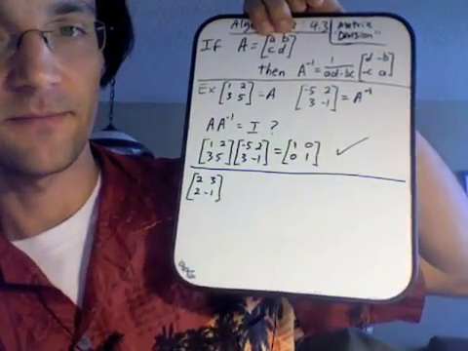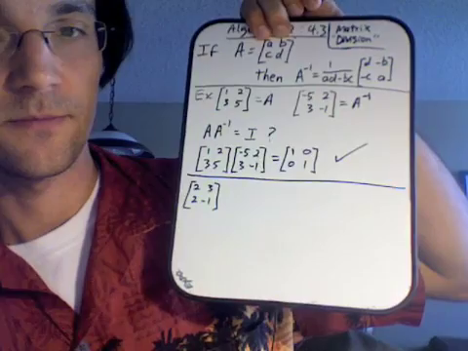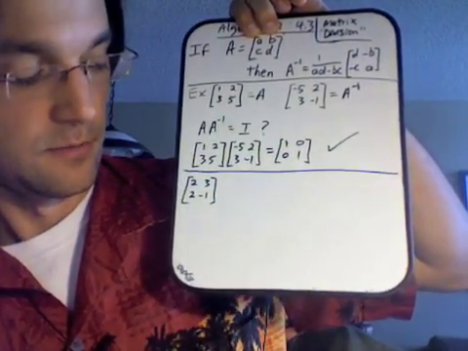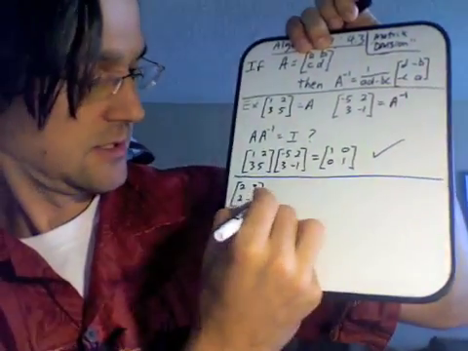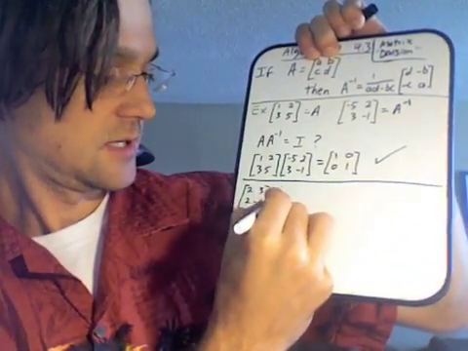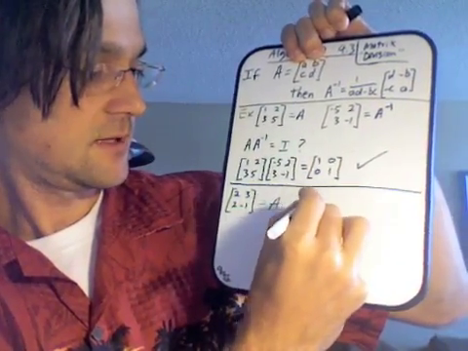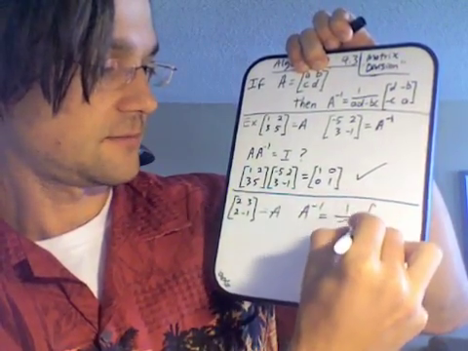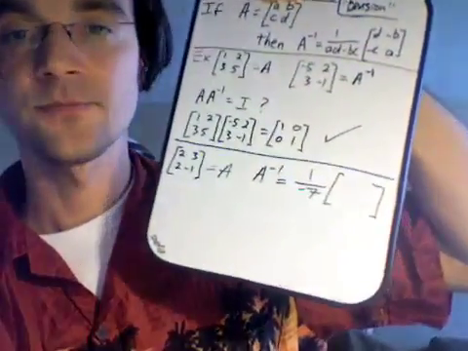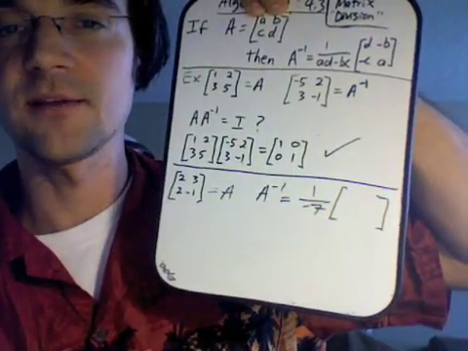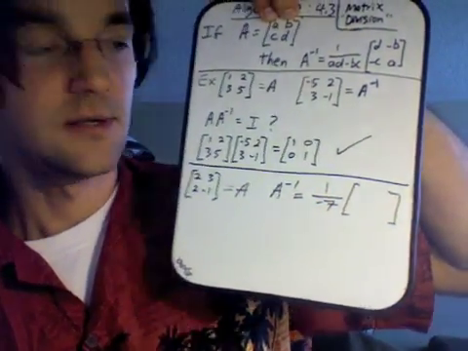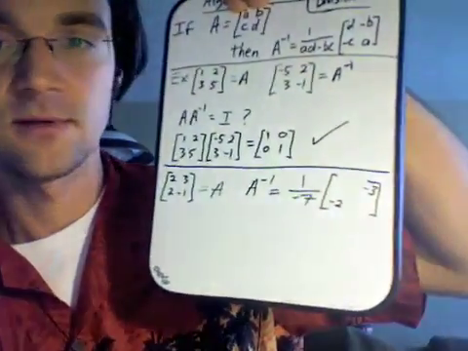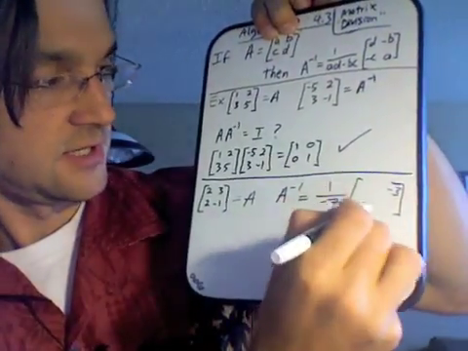What's the determinant? That's right, it's negative 2 minus 6, so it's negative 7. So A inverse is going to start out with 1 over negative 7. Okay, and then what do we do with the other elements? Right, so these two just become negative, and this one switches.